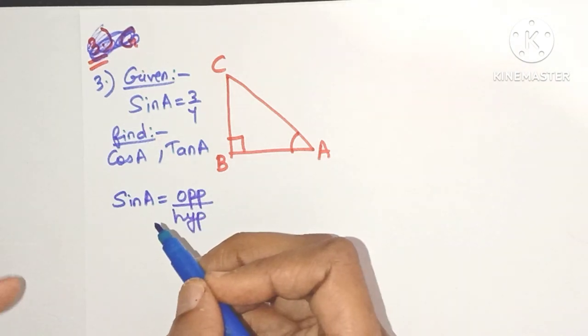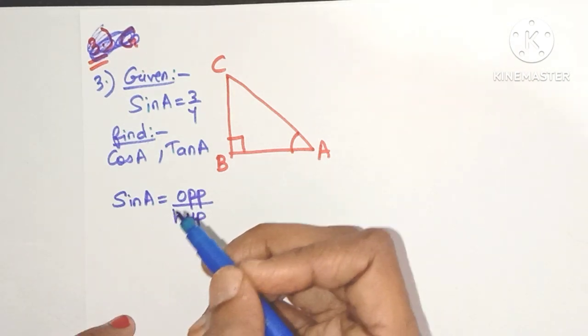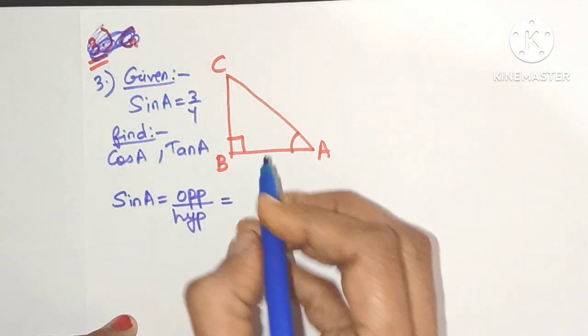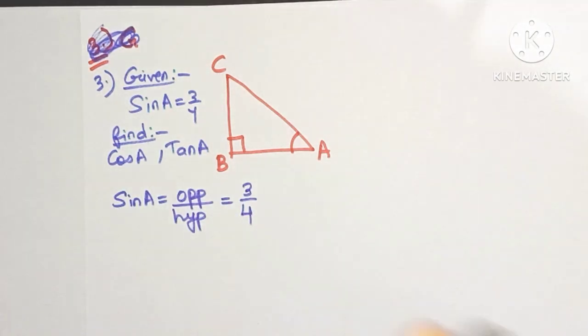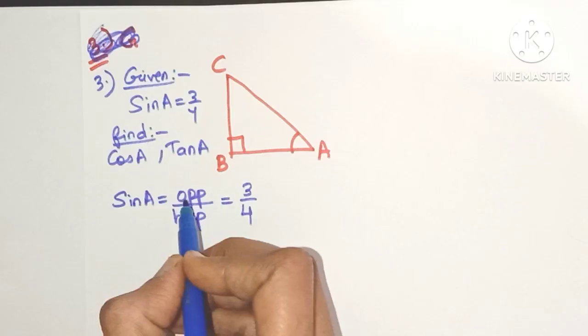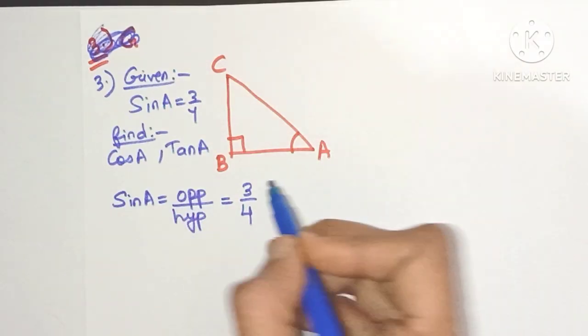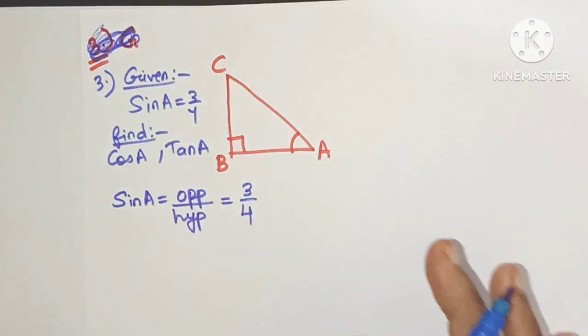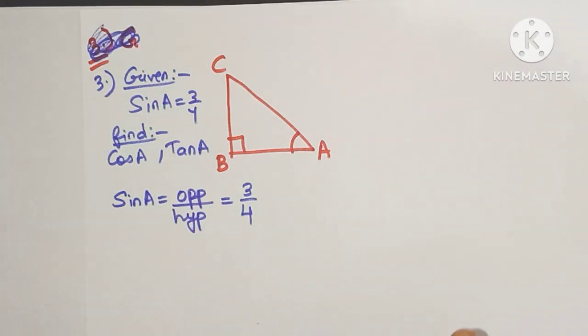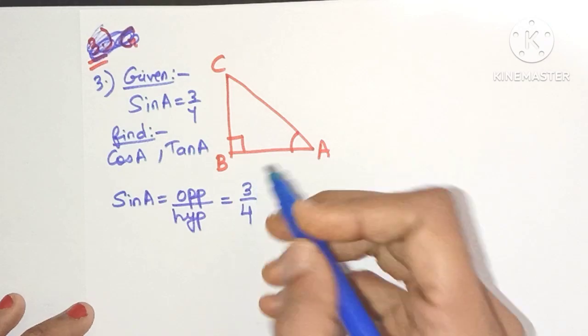Now, in the previous questions, we were given the actual length of the sides, but here you are given the ratio itself. You are given that sine A is 3 by 4. Just see how this question is different from the previous two questions. Here you are given the ratio directly. But does it mean that the opposite side is 3 centimeters? No, the opposite side is not 3. The hypotenuse is also not 4 centimeters, friends. It's just telling the ratio.